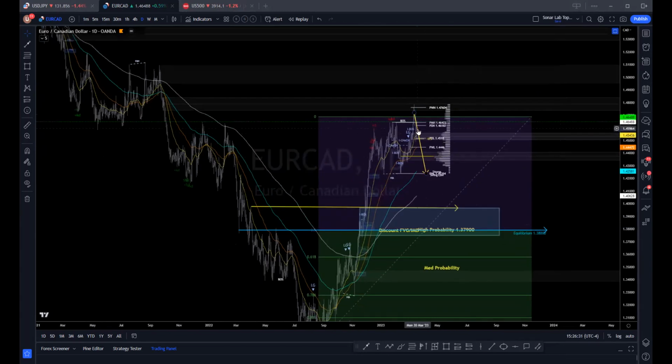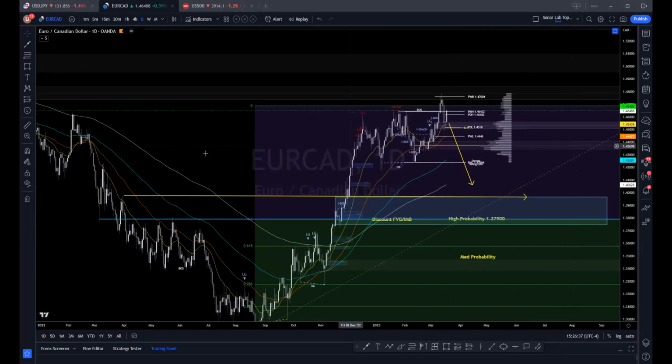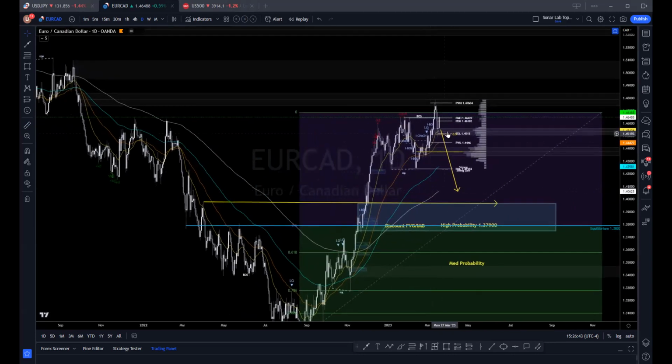Euro CAD. Let me see. I had this market last week and we came back down. That was a nice little trade, about 265 pips. Hope you caught that. It came back up a little bit. Guess what? I'm looking to take this back down.